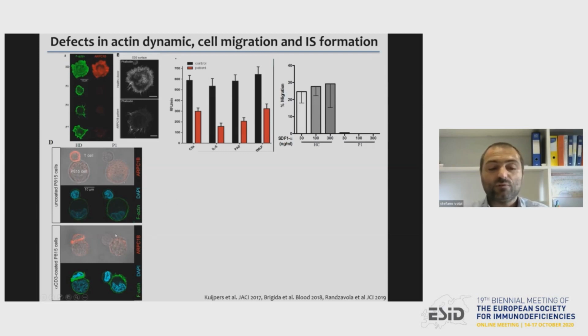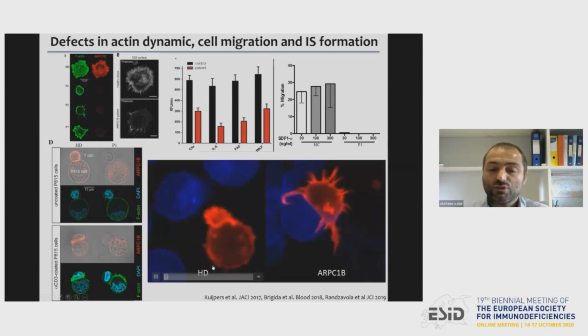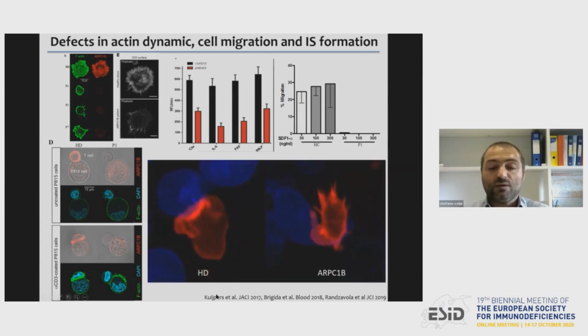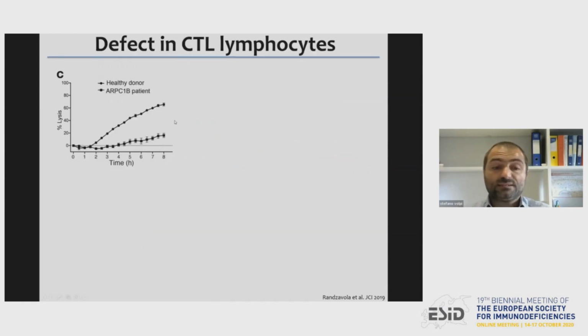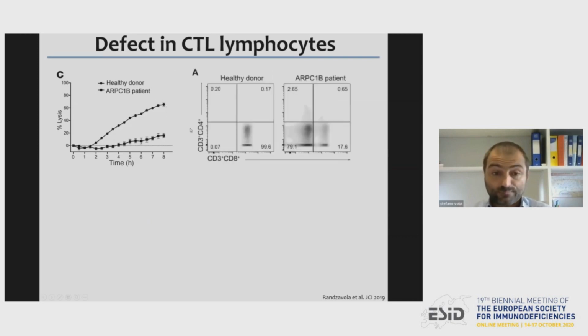And immune synapses are not really formed in these cells. And again, there's a beautiful movie showing that in this paper from Zavala et al., where you see a healthy donor cell, CTL, making a proper immune synapse with target cells, and RC1b cells forming these long filopodia and not being able to form an immune synapse with target cells. So in their publication, they studied CTL function. They showed that there's a defect in the lytic function of these cells. Here you see RC1b deficient cells that are unable or defective in lysing target cells, where healthy donors behave normally.